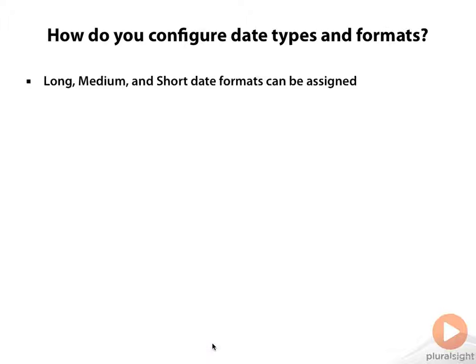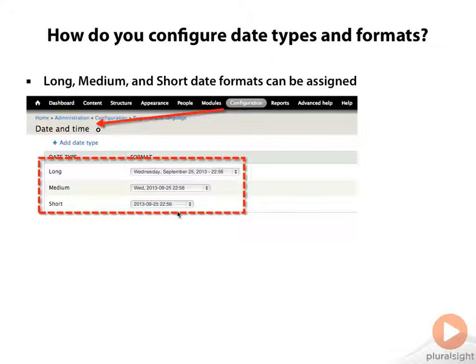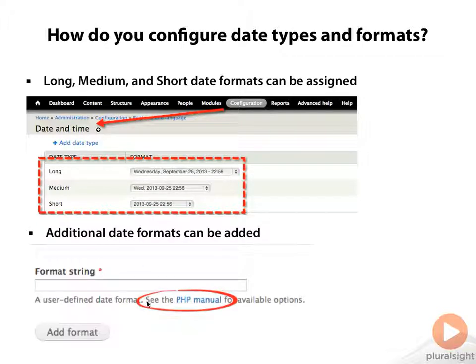Separately, we're going to look at date types and formats. Now, long, medium, and short date formats get configured as part of core Drupal, and we can use the drop-down to select from dozens of different formats for each of these three types. However, we'll also see that, if necessary, an additional date format could be added. It's actually done by configuring a PHP date object, so we'll take a quick look at where you would find the documentation on how to do that.